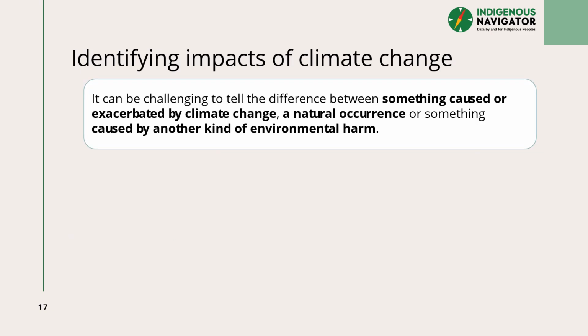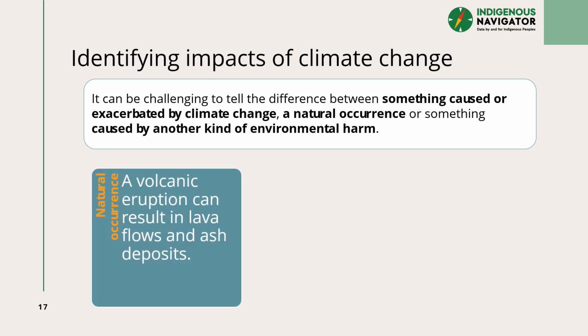Identifying impacts of climate change. As mentioned, climate change is closely related to other types of environmental harm, such as biodiversity loss and pollution. This can mean that it can be challenging to tell the difference between something that is being caused or exacerbated by climate change and something that is a natural occurrence or caused by another kind of environmental harm. Sometimes there is not enough information to be certain if something is caused by climate change or not.